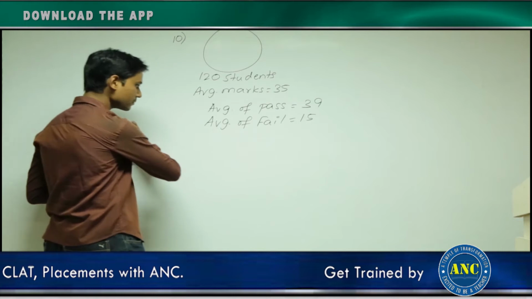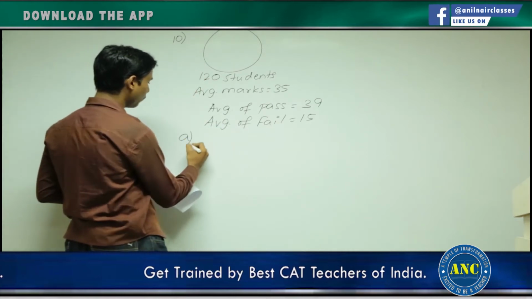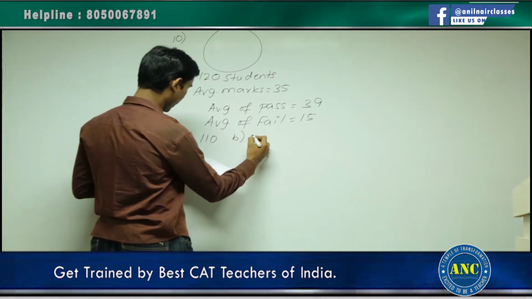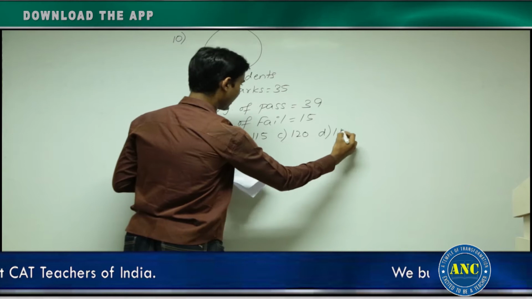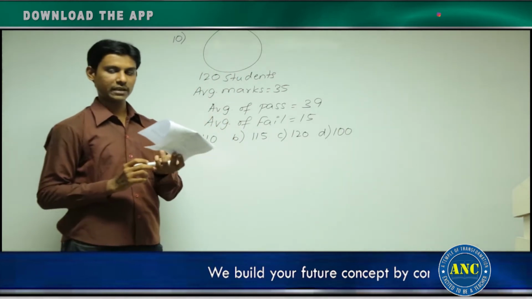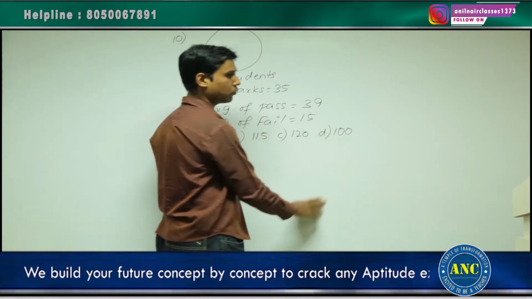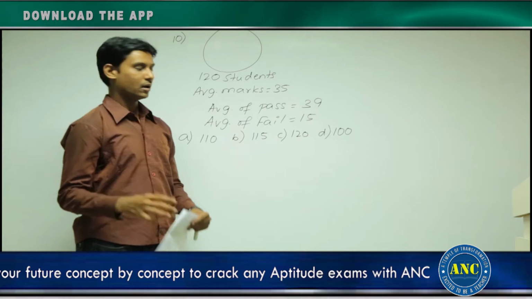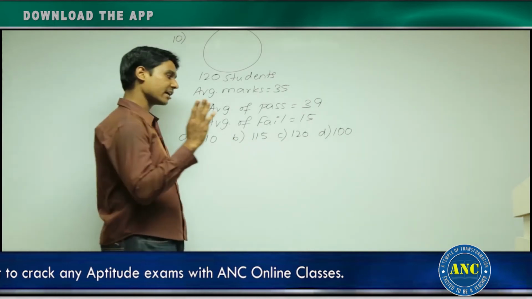Now see here. The best way to solve this question is, if you observe the question, there are 4 options given. First option is 110, next it is 115, next 120, next it is 100. The best way to solve this question is by solving by answer options. Among these 4 options, the easiest option is 100. Check out with 100.